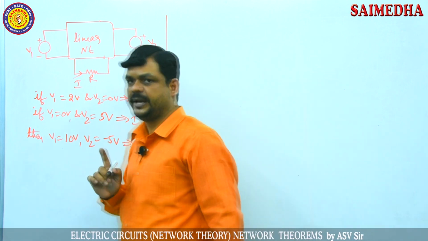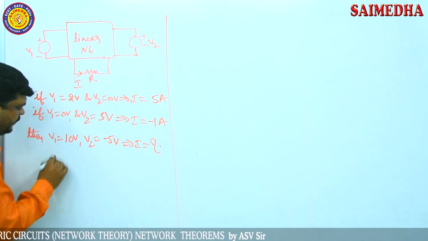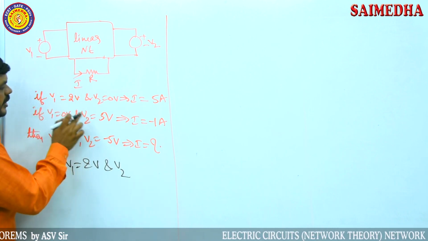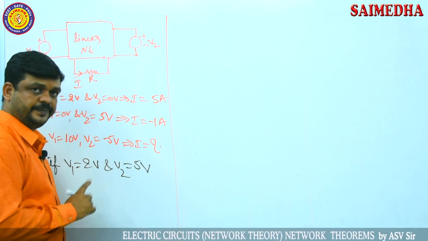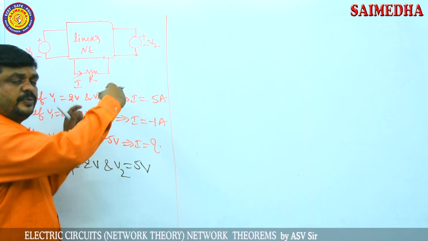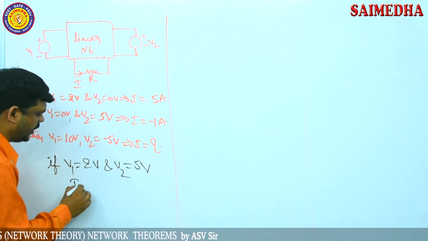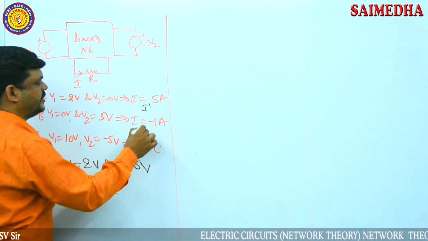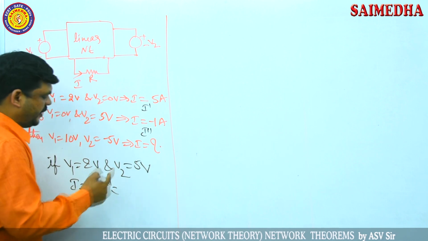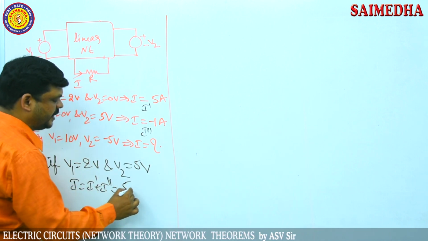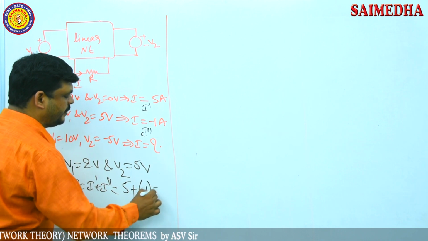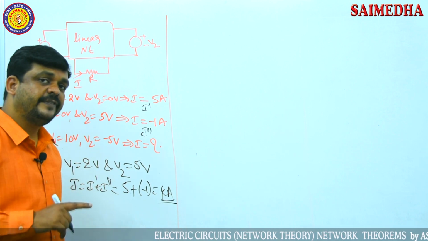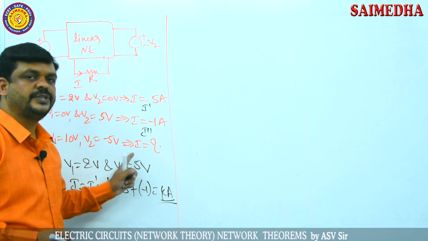So from that I am writing directly: if V1 is 2 volts and V2 is 5 volts, both are connected at the same time, then the total current is equal to the sum of individual responses. This is I dash and this is I double dash. The sum of individual responses: one response is 5 amperes plus another response is minus 1 ampere, which directly gives the answer of 4 amps. The answer is 4 amps if V1 is 2 volts and V2 is 5 volts.